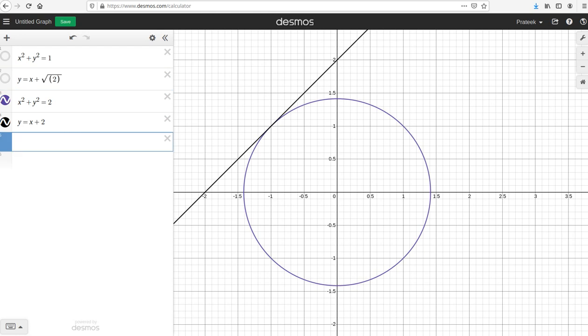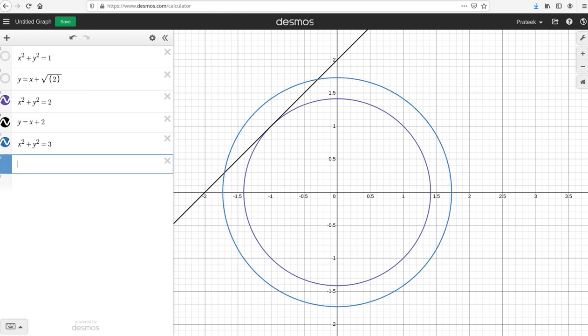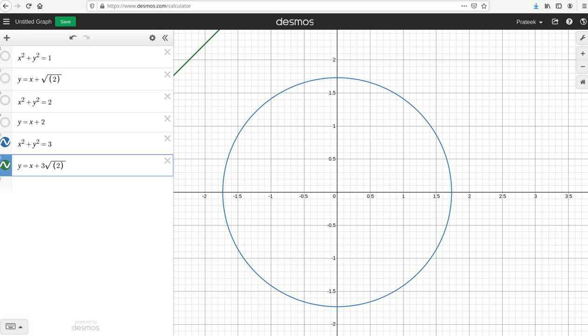Now let's say I use a different circle, x squared plus y squared equals 3. Then this is going to happen at x plus, let's see, 3 square root 2. I believe that should. Oops, no, that doesn't work. It should happen at square root 6. Yeah, so that's where it touches.